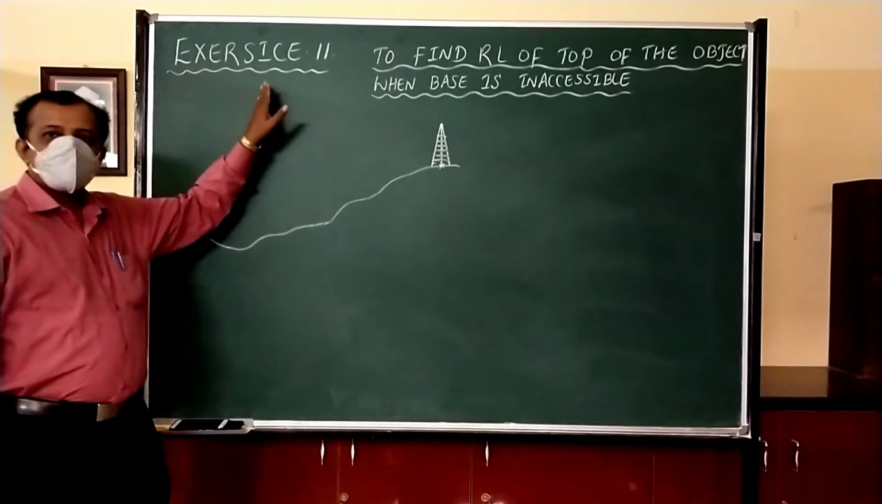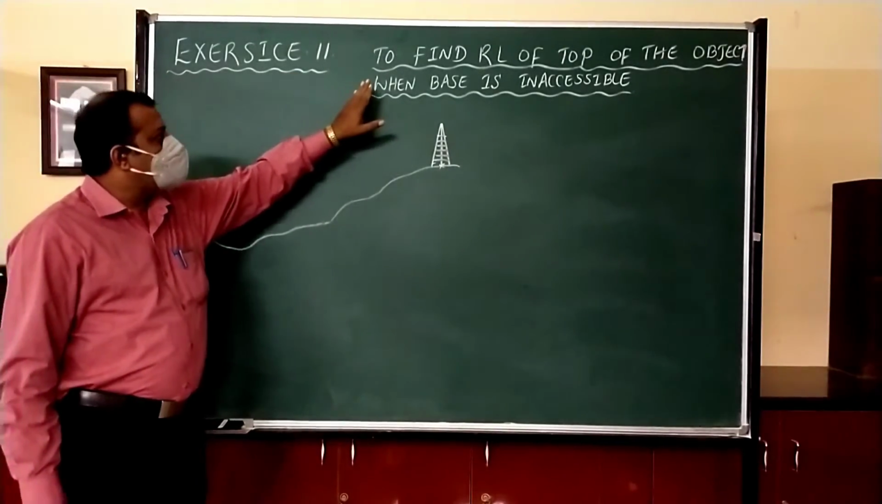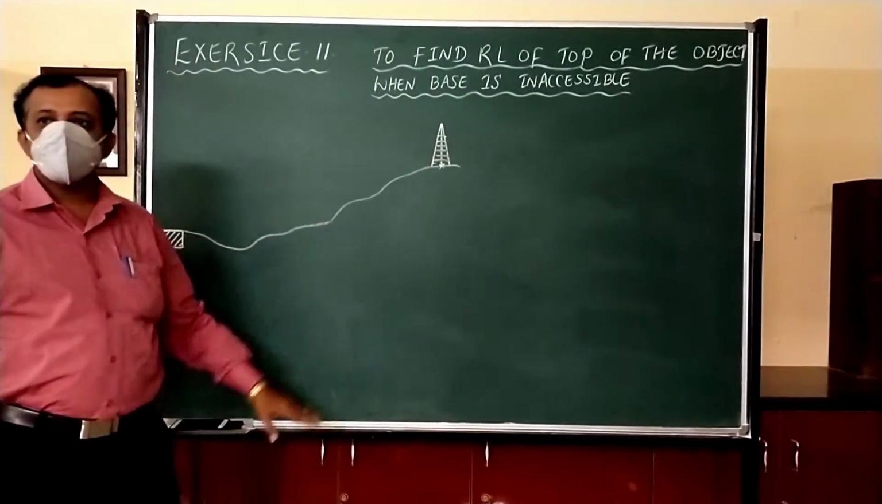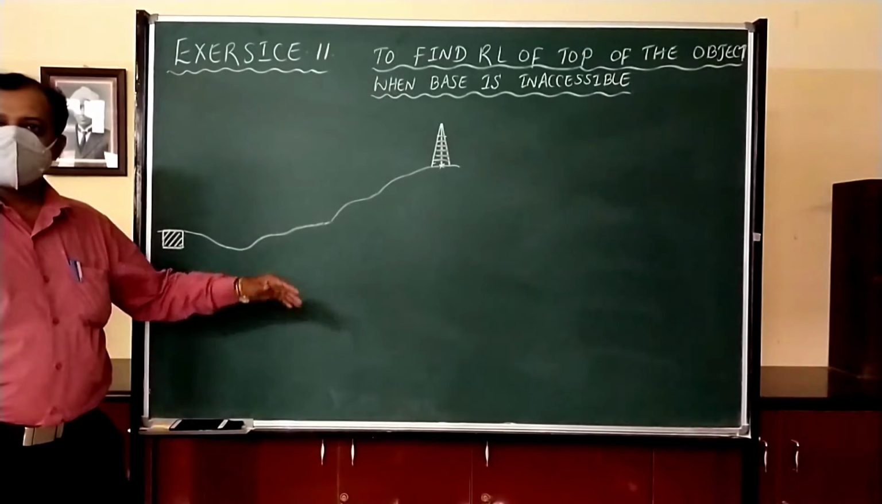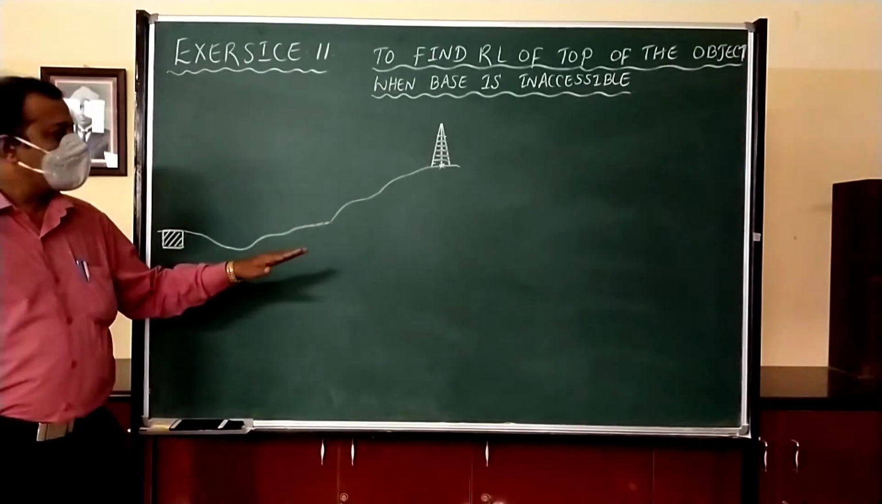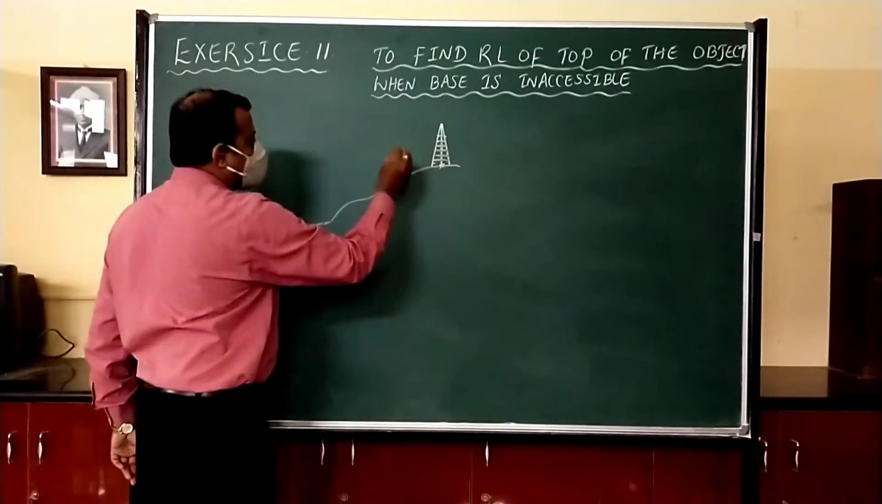Today's exercise is exercise number 11. This is on finding the RL of the top of an object when the base is inaccessible. In my previous class we discussed base accessible, but here we find the RL of the top of the object when the base of the object is inaccessible.